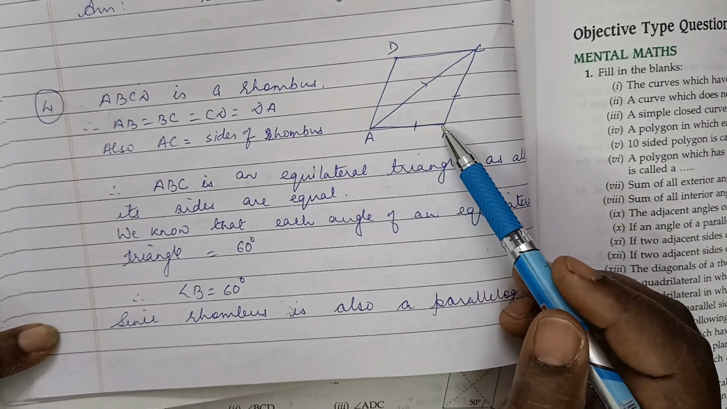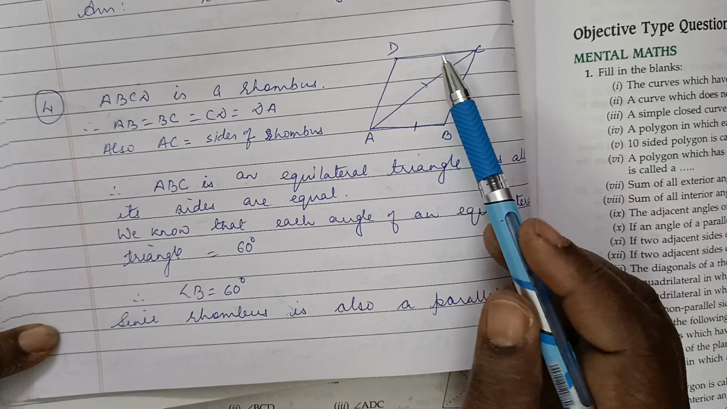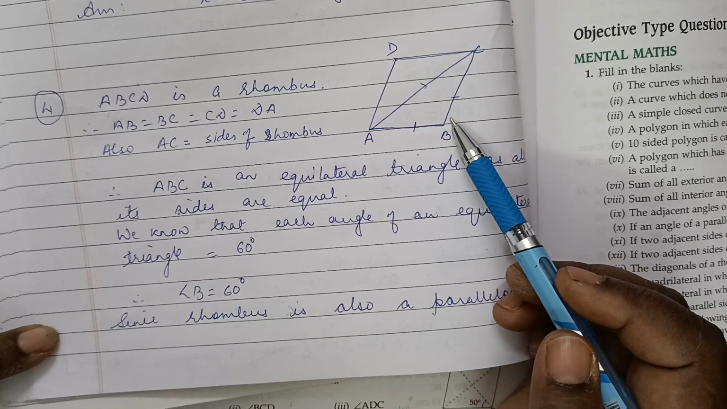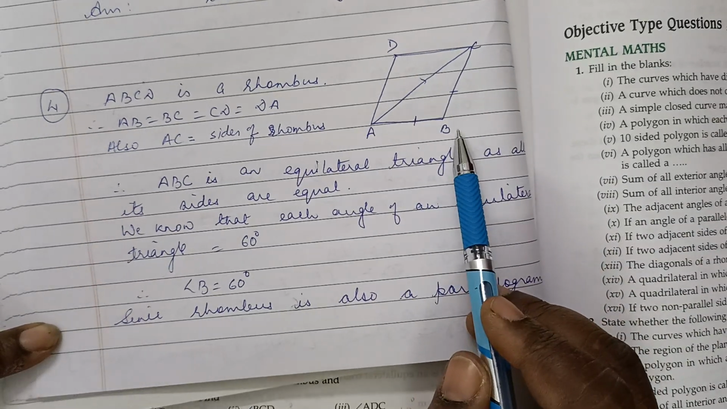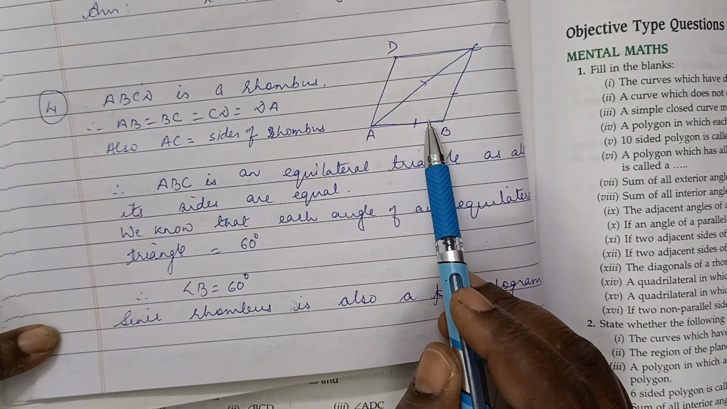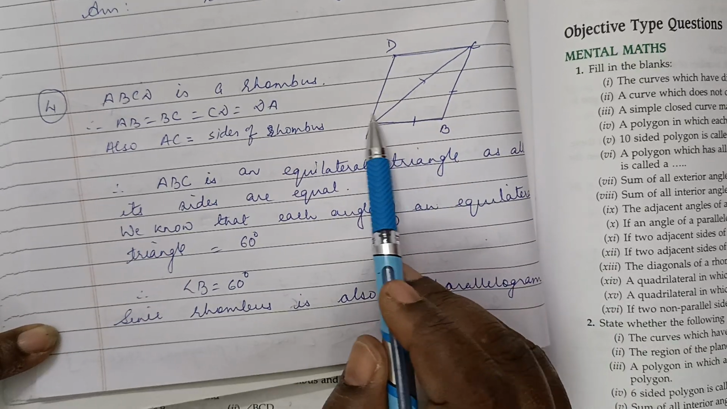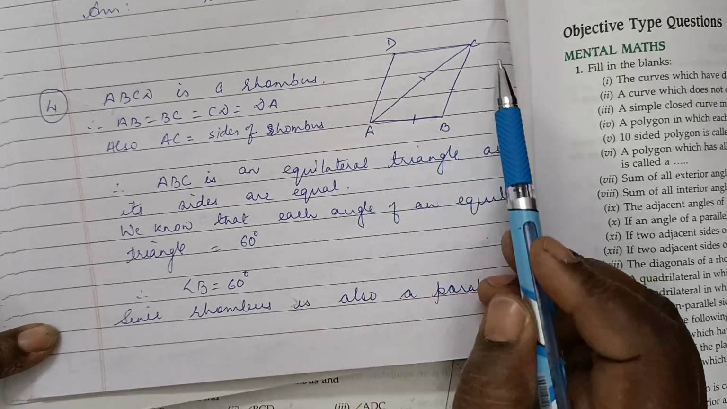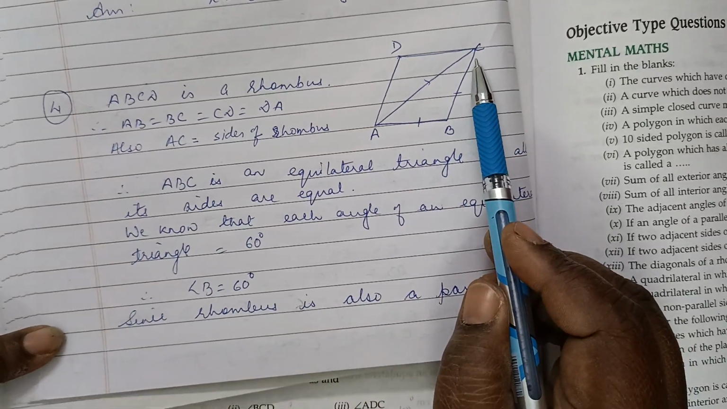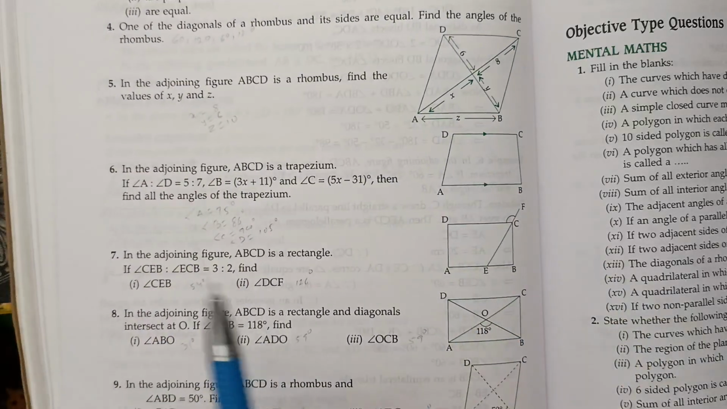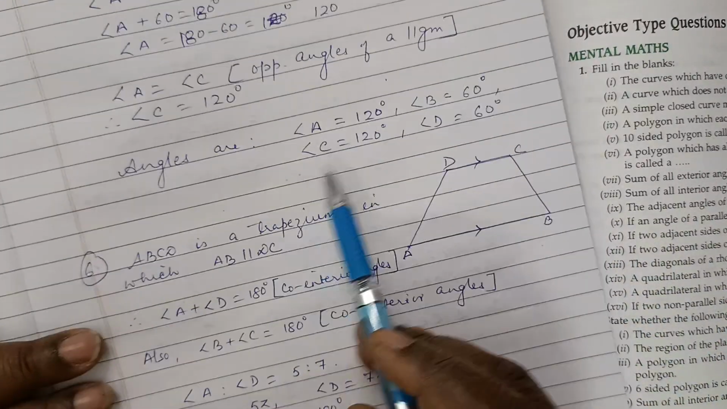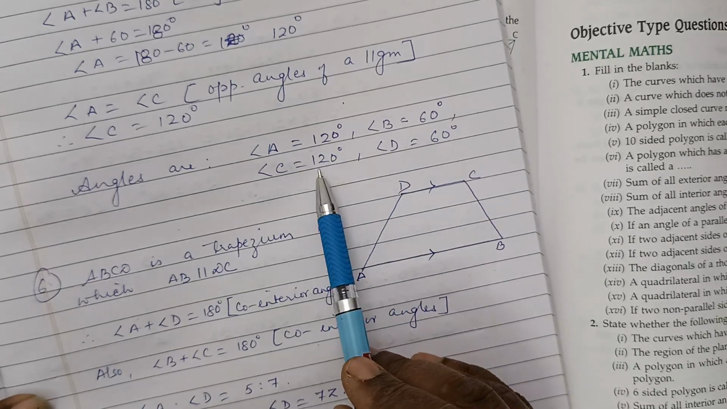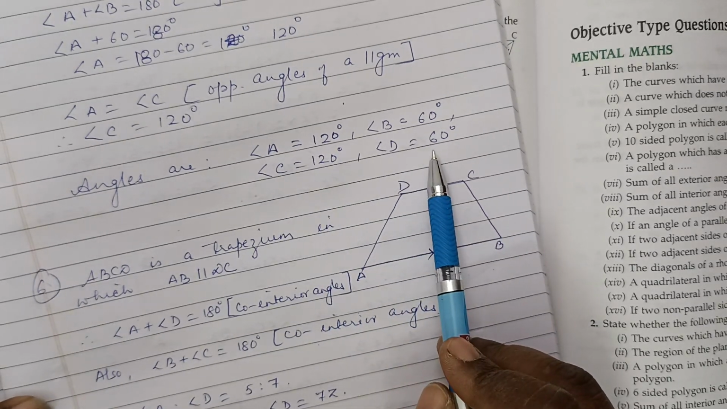Now, in a parallelogram, the sum of adjacent angles is equal to 180 degree. So if it is 60 degree, angle A will be equal to 120 degree, and if angle A is 120 degree, angle C will be also 120 degree, opposite angles of a parallelogram. So the angles are angle A equal to 120, B 60, C 120 and D equal to 60 degree.